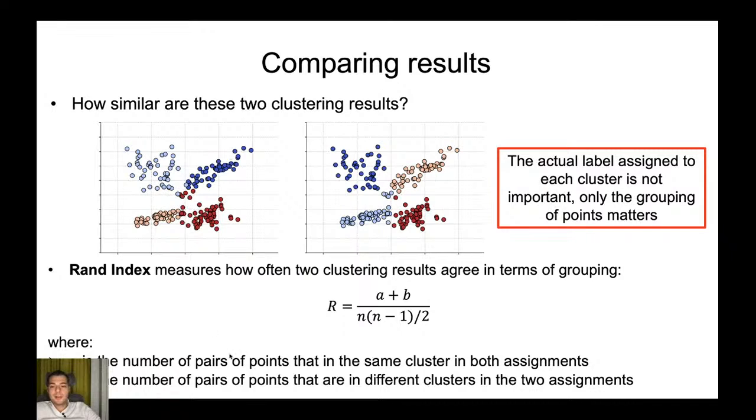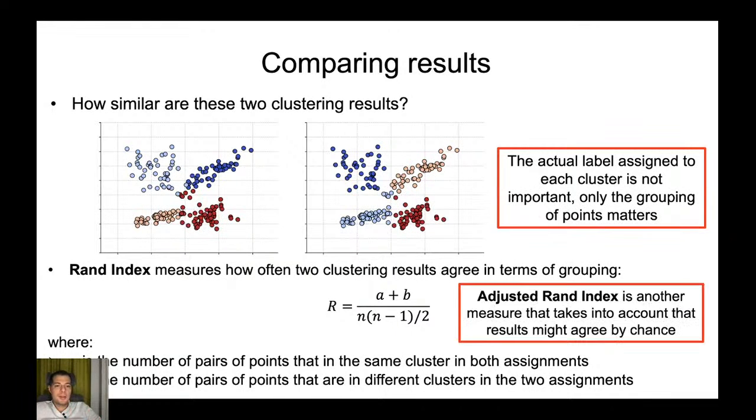Essentially when the clusters agree, it means either that the two points are in the same clusters in both clusterings, or the points are in different clusters in both clusterings. So we just count how many pairs are in agreement and divide this by the total number of pairs. So this is the RAND index that can be used to measure the overlap of clustering.